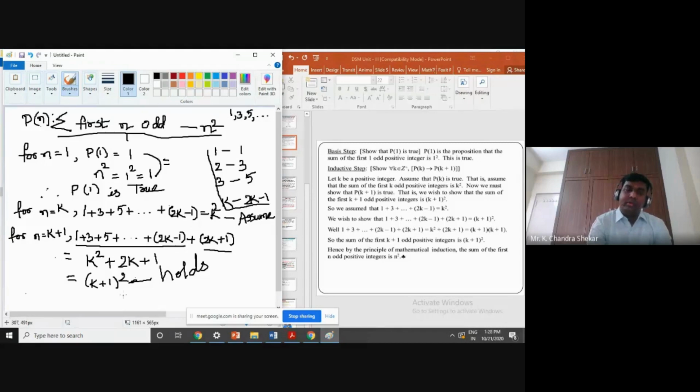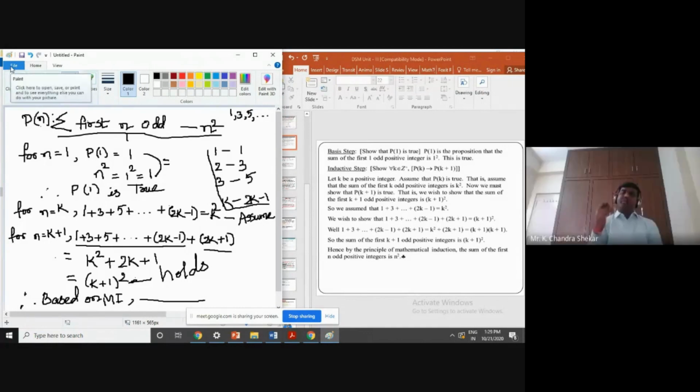Therefore, based on the mathematical induction, directly I can write whatever the statement given in the problem, that is the sum of first n odd numbers will be equal to n square. Is it clear, all of you?